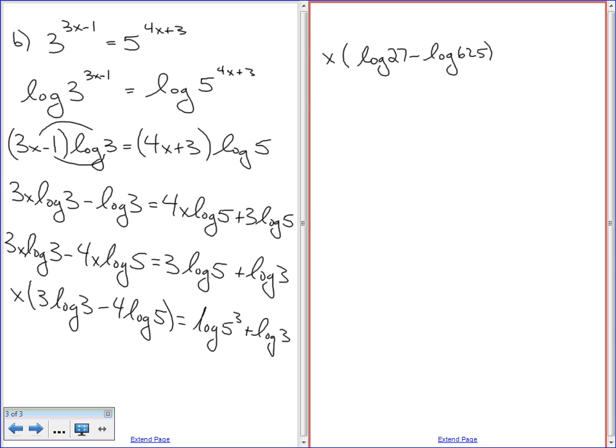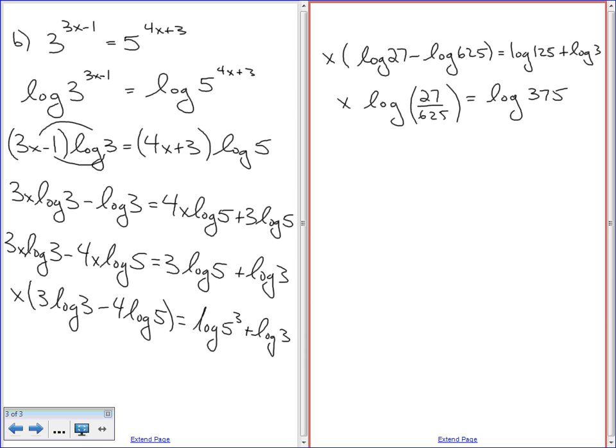And on the other side, I have the log of 125 plus the log of 3. So now I'm almost at the point where I can express them as single logs. I can use the second law of logarithms on the left-hand side because the log of 27 divided by the log of 625 is equal to the log of 27 divided by 625. And on the other side, by the first law of logarithms, the log of 125 plus the log of 3 becomes the log of 125 times 3, which is 375.